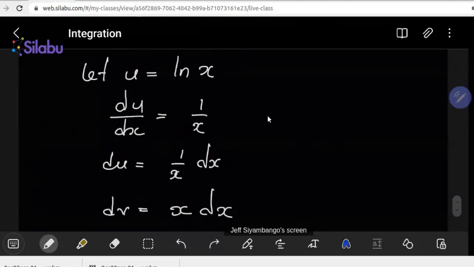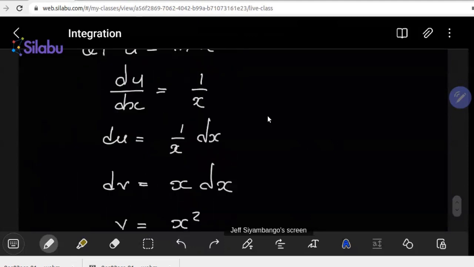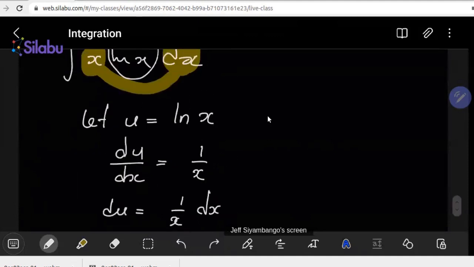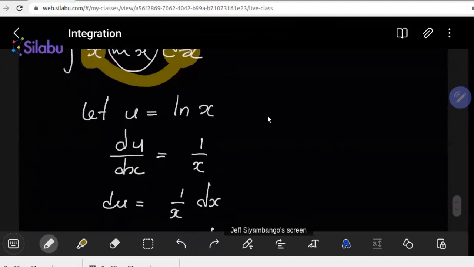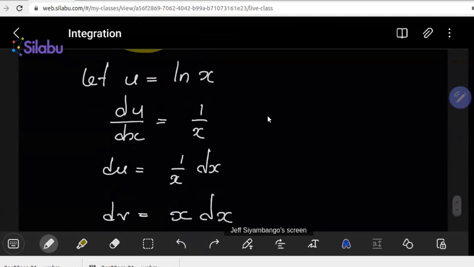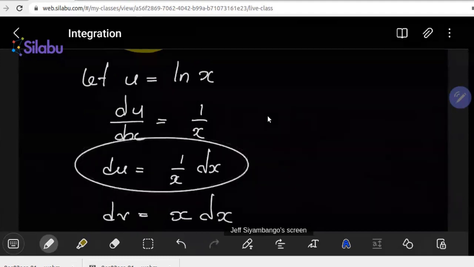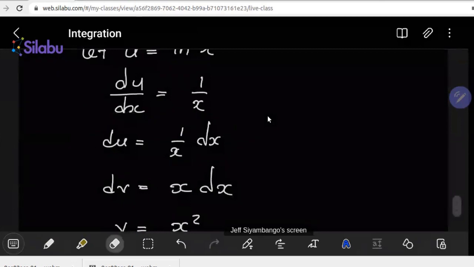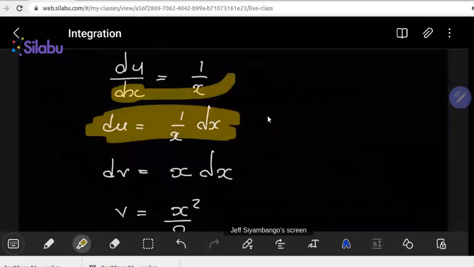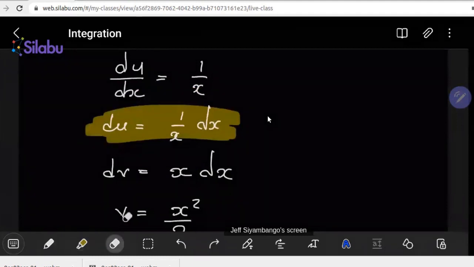Go ahead. Yes, I'm behind. Yes. That is du is equal to 1 over x dx, from there. You want me to explain from here, or you have a question? Yes, just from there, sir. Okay. Explain from there.